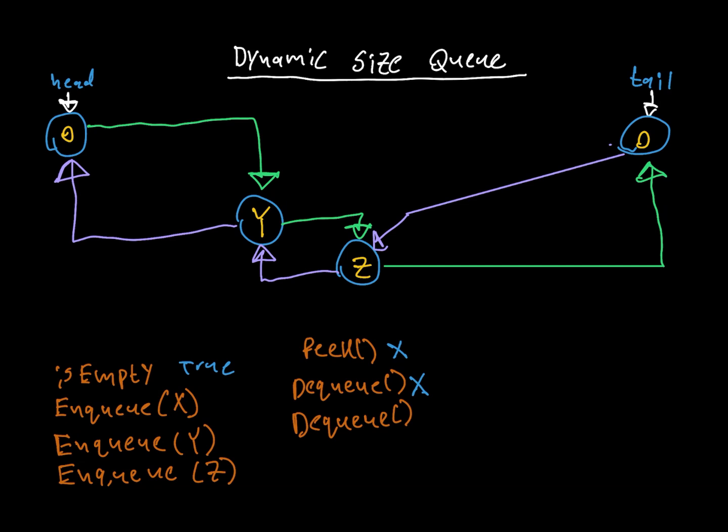Once again, we go to head. The next node that it's pointing to is y. So let's save that. Y's next node is z. So we're going to update head to now point to z.